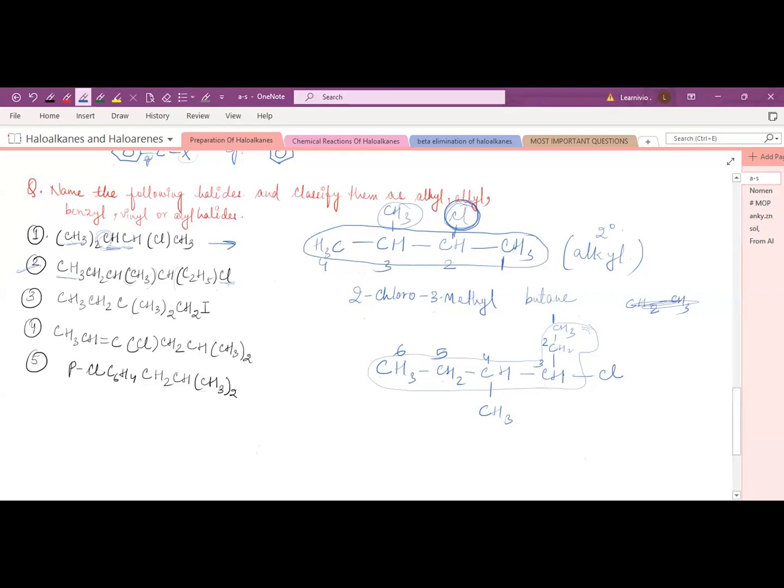So what will be the name? On the third position there is a chlorine group, and on the fourth position there is a methyl group, right? And when you write in alphabetical order, chlorine comes first. So you will write 3-chloro, 4-methyl, hexane. Now just tell me which type of halide this is and what its degree is. Alkyl halide, 2 degree. Yes, it's an alkyl halide and it's secondary. Is it clear now?